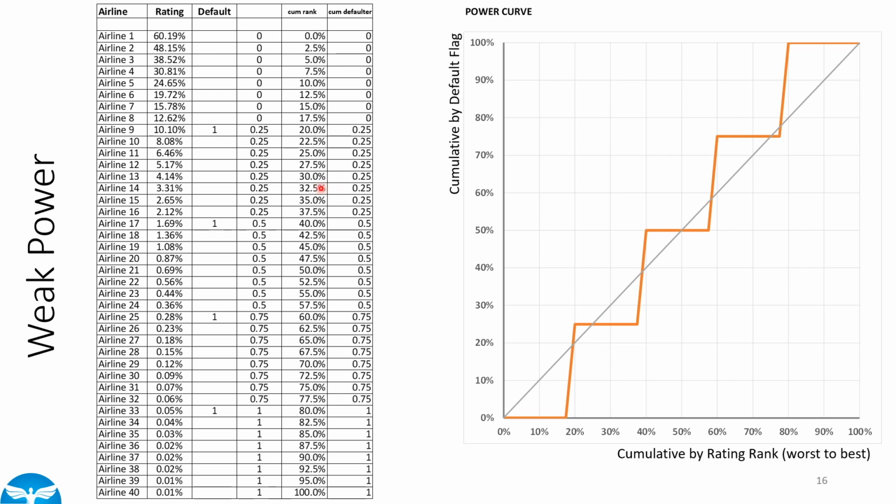Okay, so let's look at another example. Here, you see airline number 9 defaulted, and airline number 17, and airline number 25, and airline number 33. So here it looks like there wasn't much predictive power, because the defaults actually occurred in any part of this list. And when you plot the power curve, you can see that this power curve is kind of along the diagonal. So this is more of a random system which has very weak power.